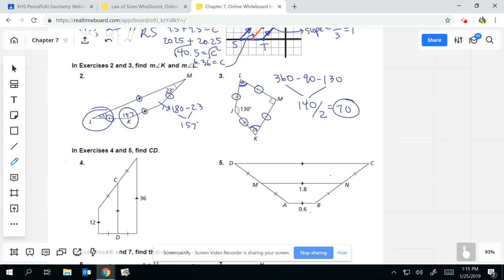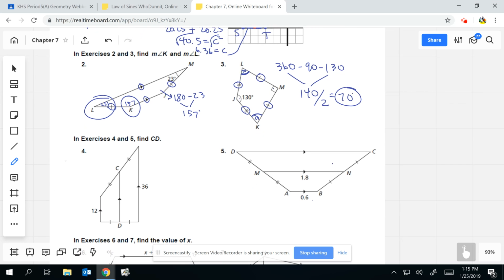4 and 5 are really quick. You want to know what's halfway between 12 and 36 for number 4. So just take 12 plus 36 and then divide by 2. So 12 plus 36 is 48. Divided by 2 is 24, which is going to be your mid-segment. Halfway between 12 and 36 would be 24.